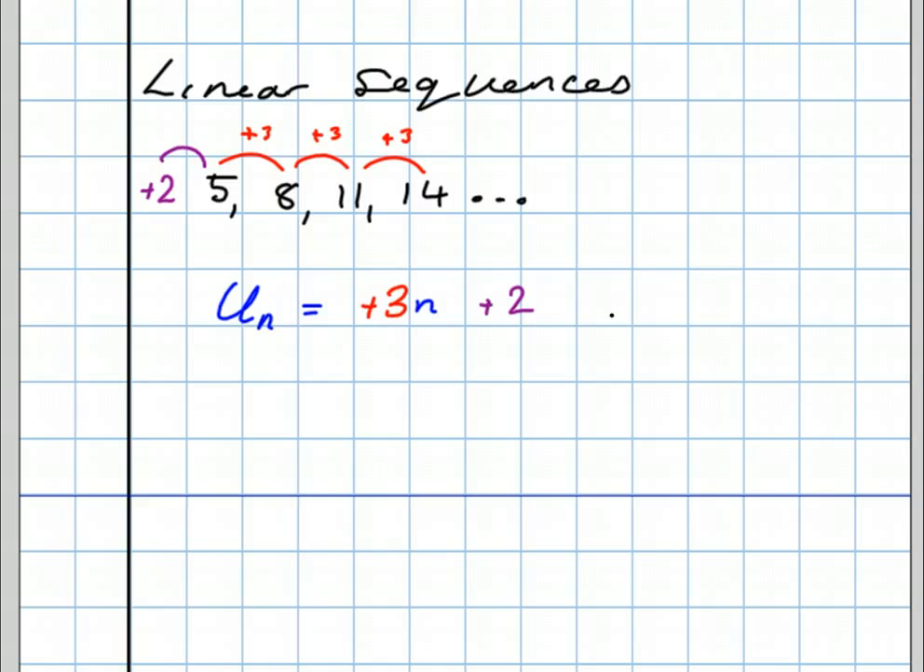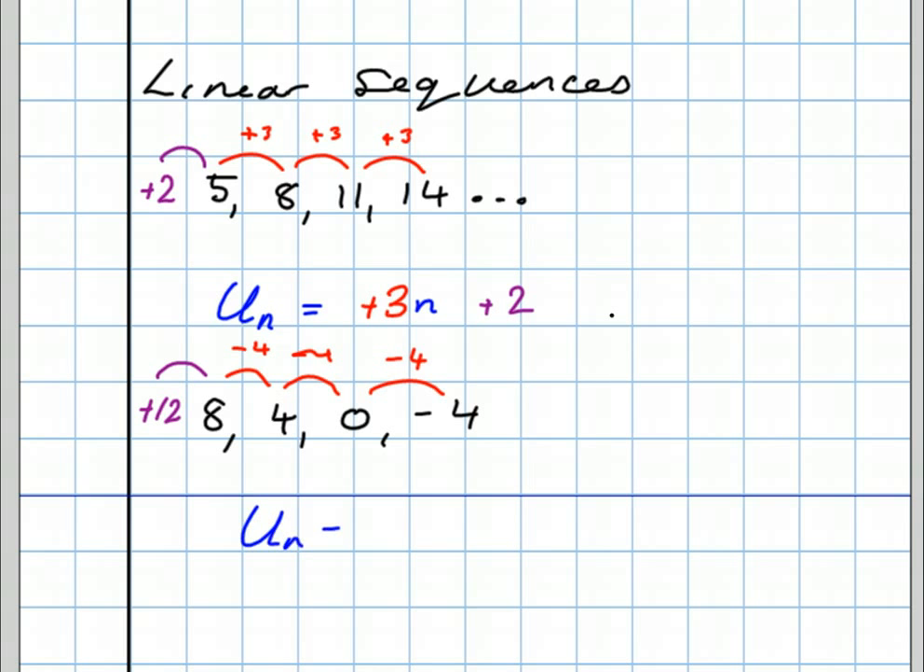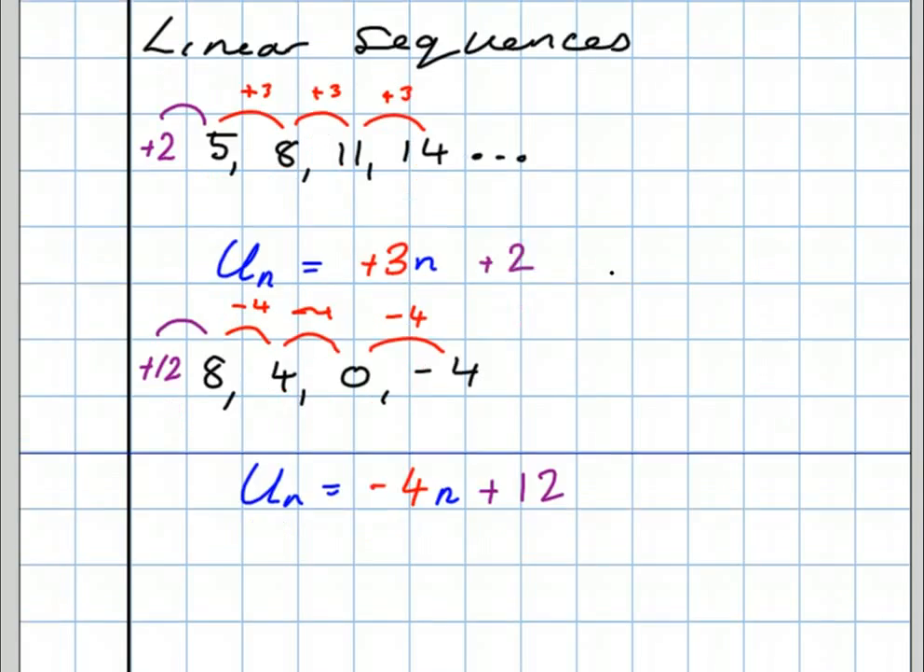Look at one more, and then we'll look at quadratic sequences. Right, draw a loop, as I said, between each term. This time we're subtracting 4, so that's the difference. If we work backwards, what would be the one before 8? It would be +12. So the nth term, the general rule, is -4n +12.